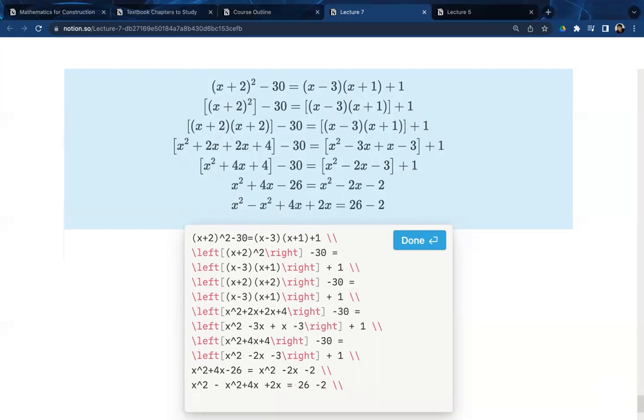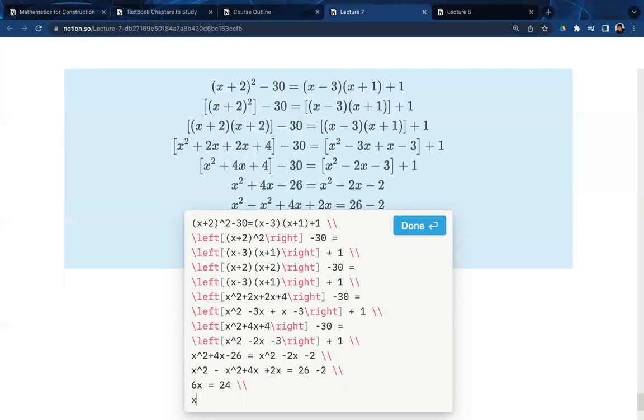So what will I get? I will get the x squares will cancel. 2x plus 4x is 6x. And 26 minus 2 is 24. So x is equal to 4.